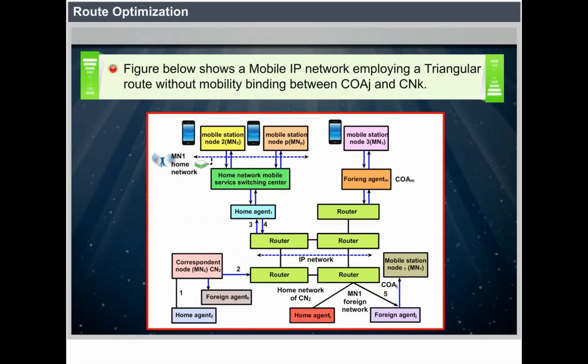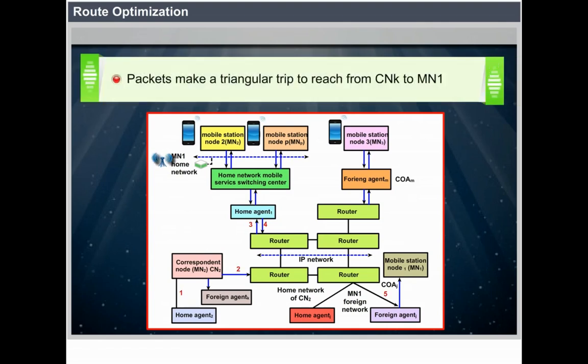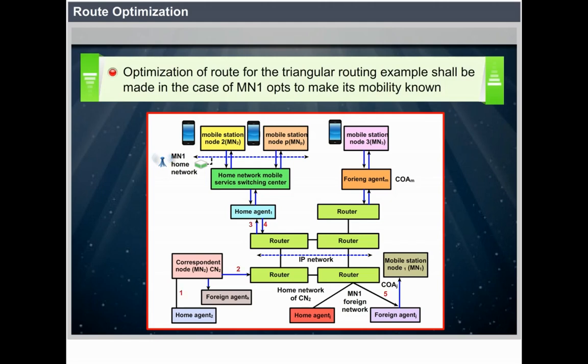The figure below shows a mobile IP network employing a triangular route without mobility binding between COAJ and CNK. It marks the path numbered in sequence as 1, 2, 3, 4 and 5 to MN1. Packets make a triangular trip to reach from CNK to MN1. It is also possible that FAK and FAJ are identical. Optimization of the route for the triangular routing example can be made in case the MN1 opts to make its mobility known.